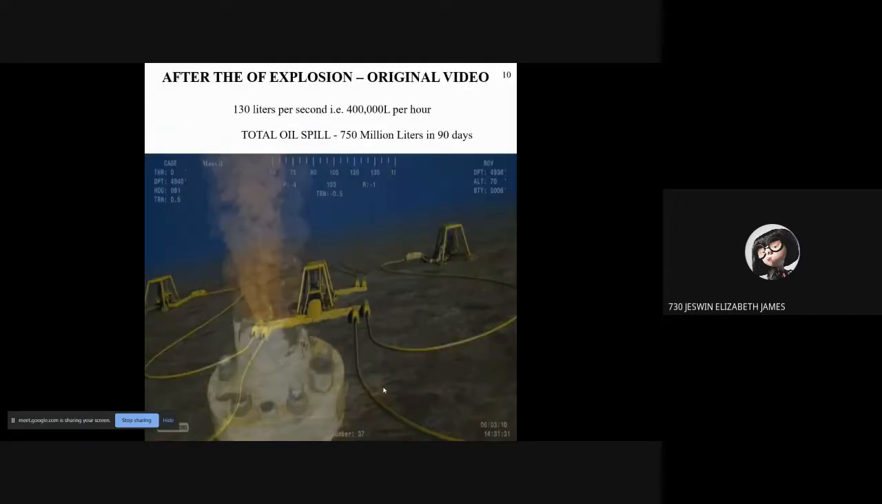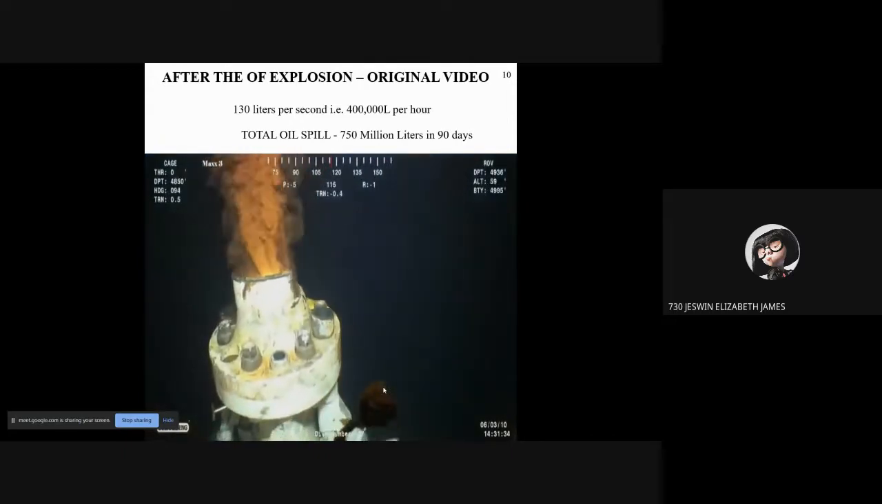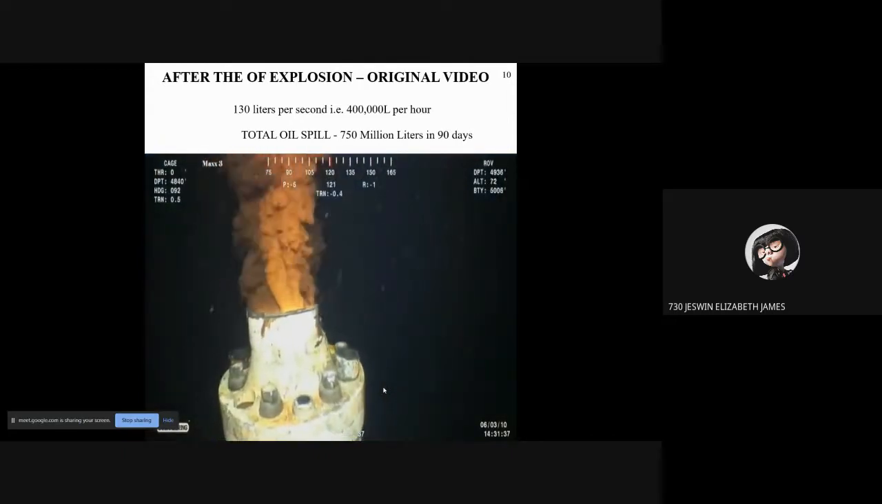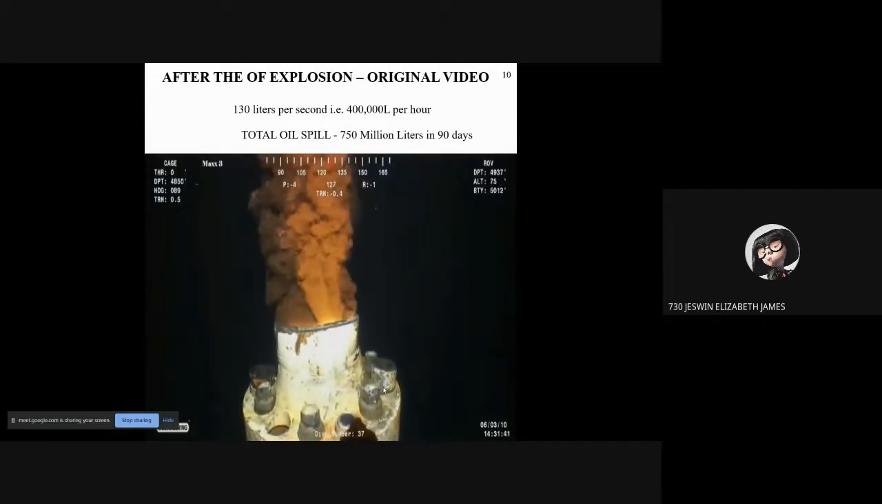Now, what I'm going to show is a real video of the oil gushing into the ocean bed at about 130 liters per second. You can see that the oil is gushing into the ocean bed. This is actually a real video. Now, this is a very huge amount of oil. Considering it is 130 liters per second, so 400,000 liters per hour, it's a huge amount of oil.